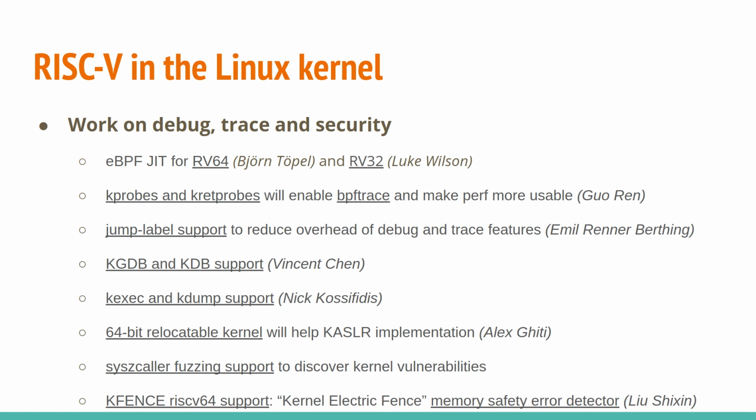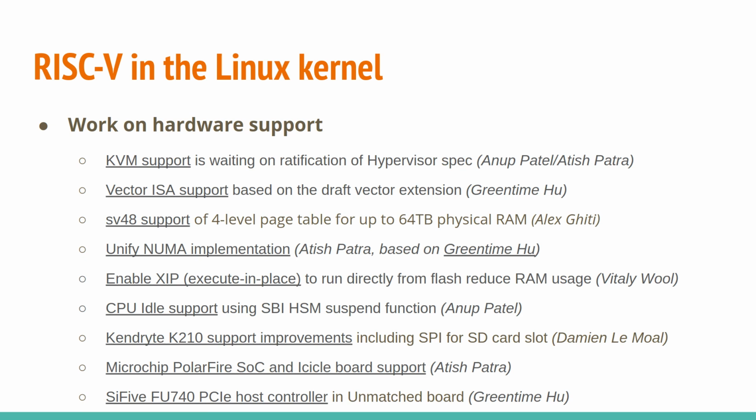There's also work being done on a 64-bit relocatable kernel, which will help kernel address space layout randomization for security be implemented in the future. Also, support for the syzkaller fuzzer was added, and that's been helping to discover bugs in the kernel code for RISC-V. And also KFENCE, which is the kernel electric fence, a memory safety error detector, support is being added for RISC-V as well. And each of these links here takes you to the mailing list thread, so if you want to find out more, you can click on the link in the slides and read the mailing list threads about these patches.